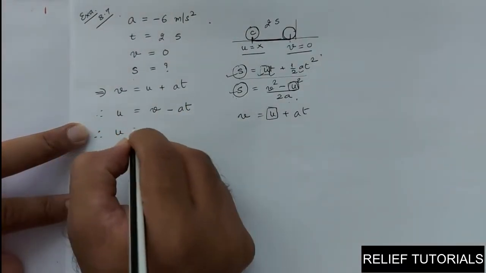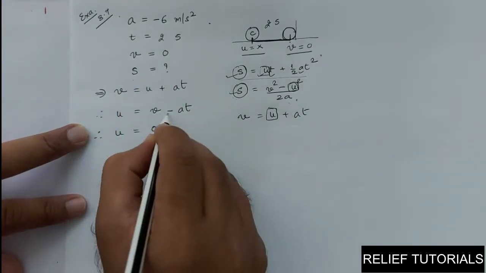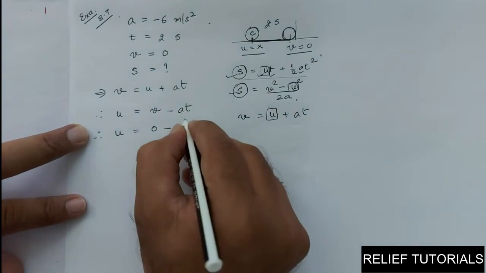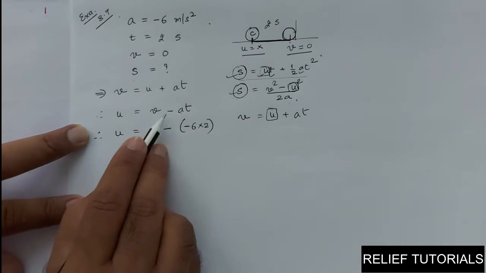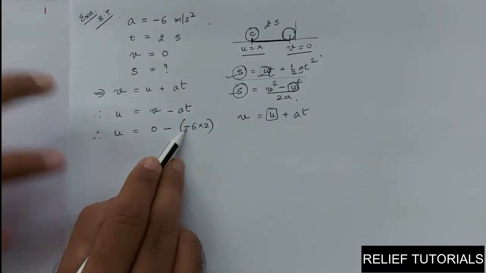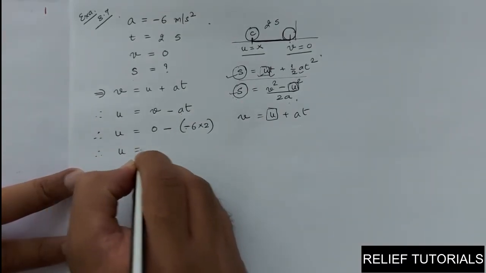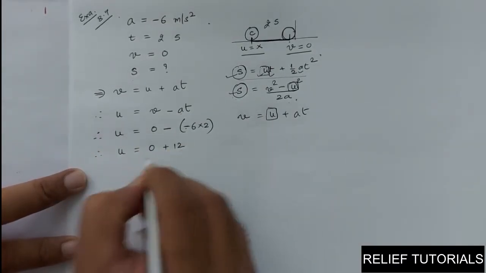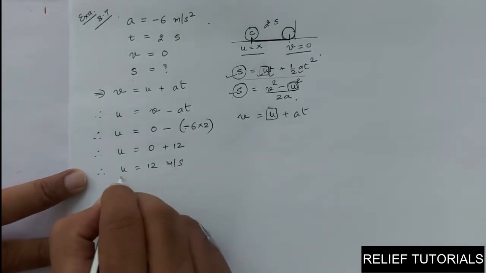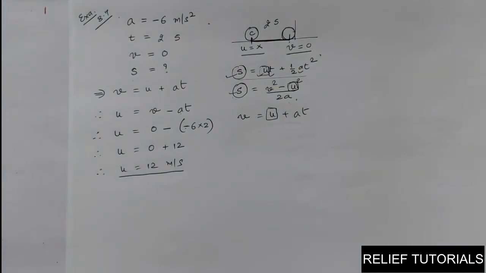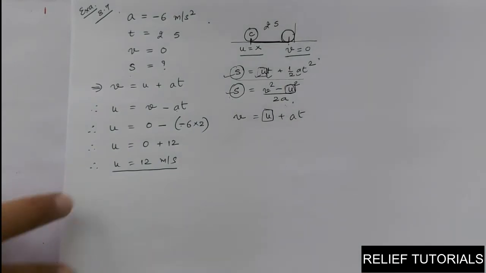Now put the values. u is equal to, what is v? v is 0, minus. Now what is a? a is again minus 6. So it is minus 6 into t. t is 2. Minus sign of this formula and minus sign of the value of a. So minus minus plus. Therefore u is equal to 0 plus 6 2s are 12. So u is equal to 12 meter per second. So initial velocity of the car when the driver started to apply the brakes is 12 meter per second.